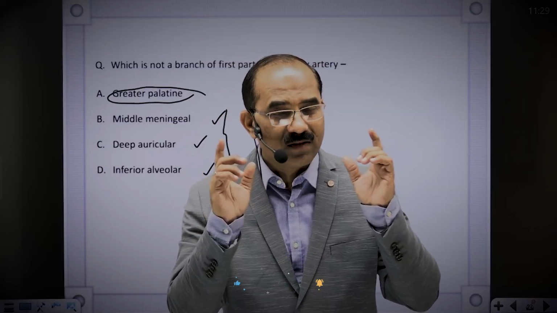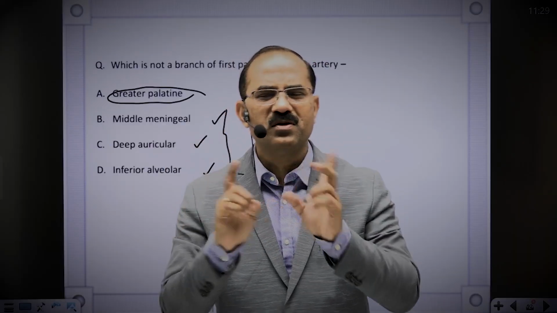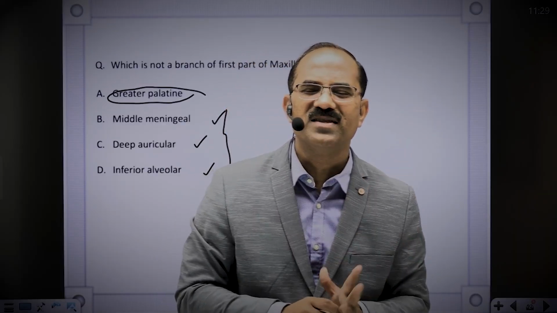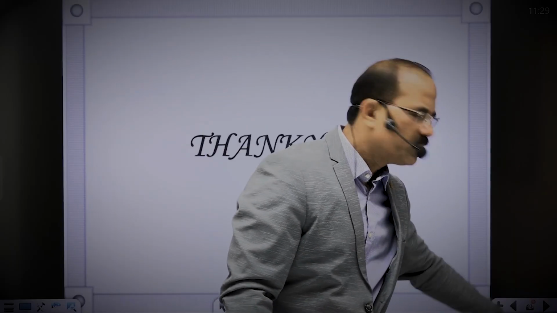Very clear. Be very clear with the branches. Make a mnemonic for the third part. Second part corresponds to the mandibular nerve. First part, you know the branches. Perfect. Students, I hope this maxillary artery is clear to all of you.